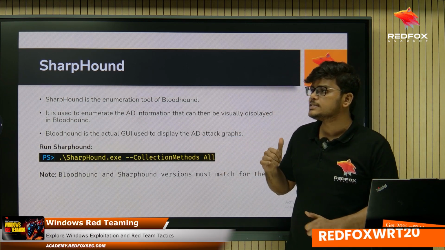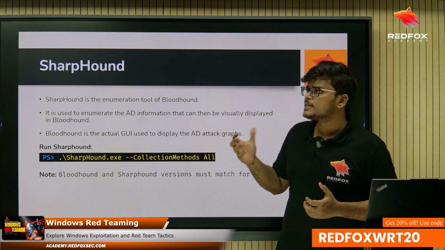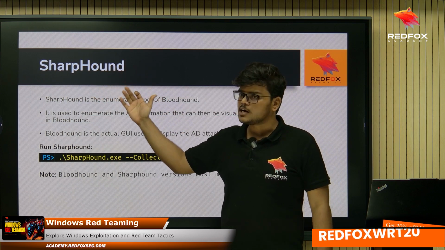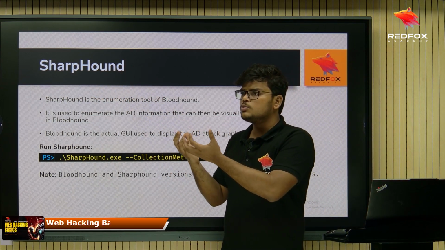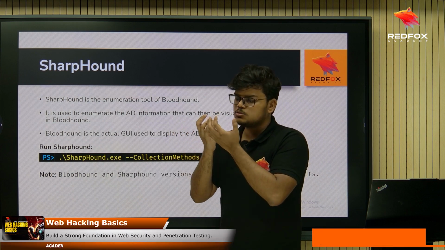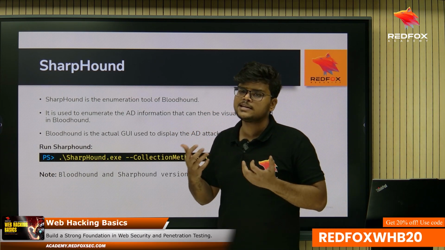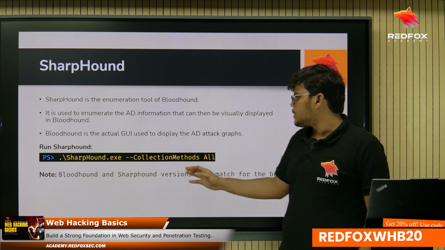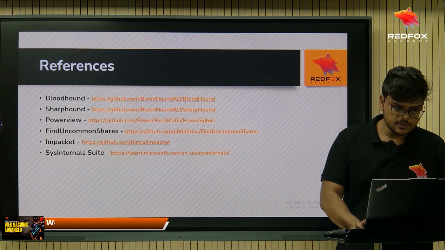Basically, you can use the ingesters. Bloodhound has ingesters, which are tools that can ingest data from a domain. One of the popular ingesters is Sharphound. Using Sharphound, you can query all the data you need from the domain, and then you give that data to Bloodhound, and Bloodhound can process that data, analyze it, and create paths for you. So using this command, you can run Sharphound and get all the data. These are the references.